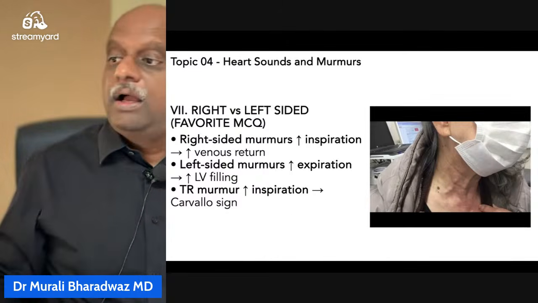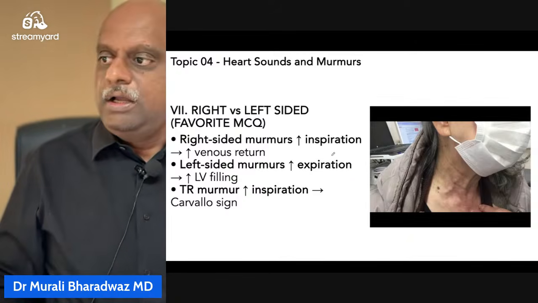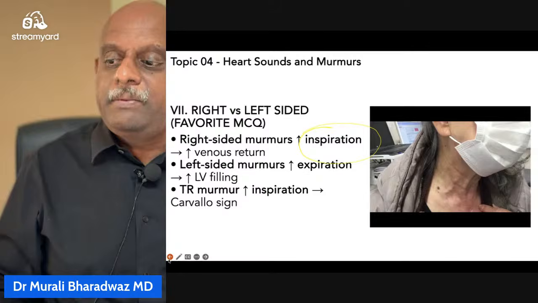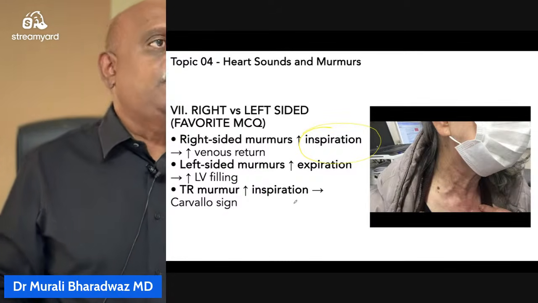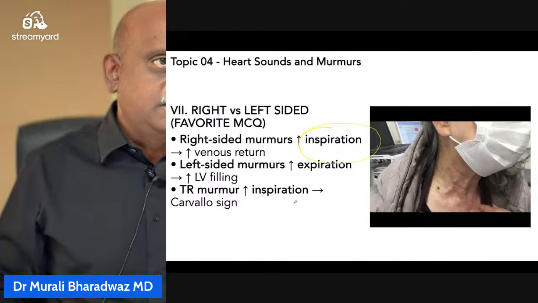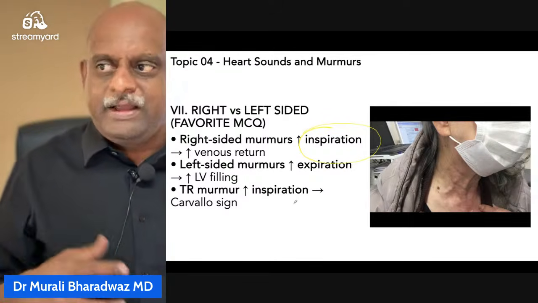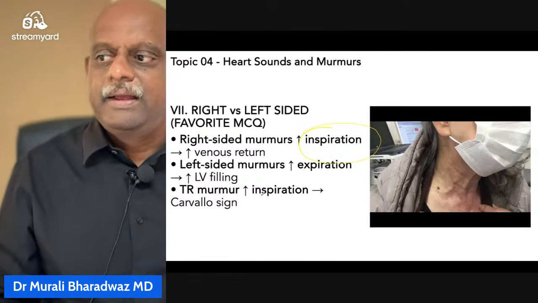Finally, how to differentiate right and left-sided murmurs? All the right-sided murmurs increase with inspiration. How will you remember that? What is the logic? When you're doing inspiration, there is a negative intrathoracic pressure, more venous return to the heart, and that will increase the right-sided murmurs. Okay?